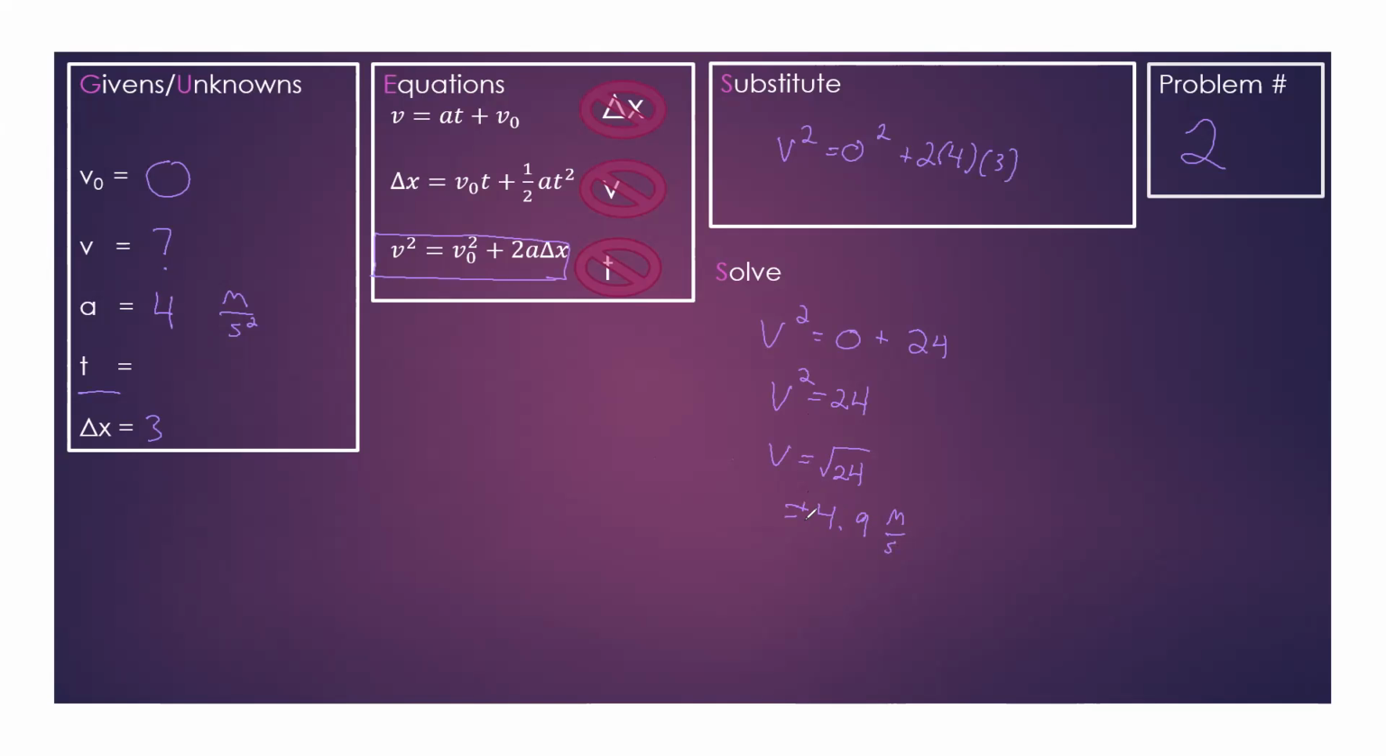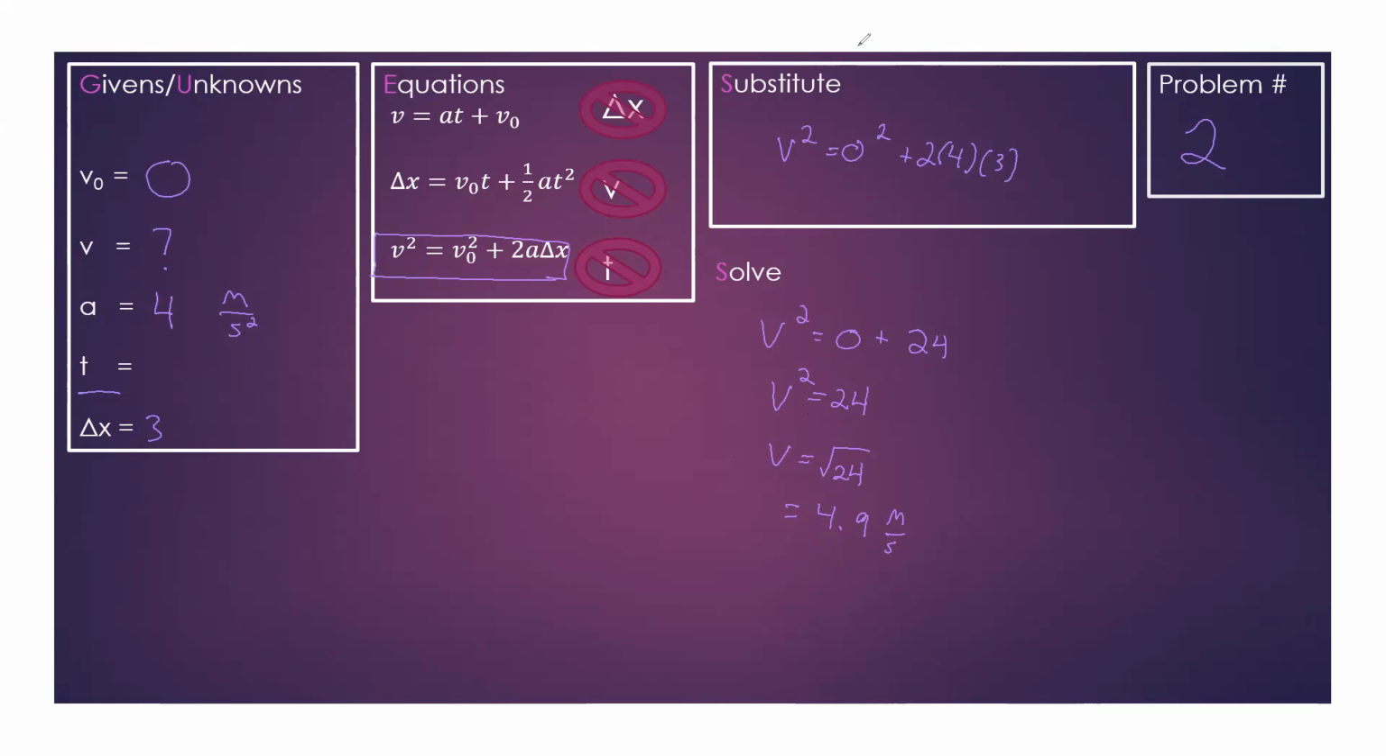Now, there is a decision here because remember, when you take a square root, you have to do a plus or minus. In this case, we started at rest and have a positive acceleration. So I can just go ahead and leave that as positive 4.9 meters per second. If I started at 0 and had a negative acceleration, then it would be negative. It just depends on what the sign of your acceleration is in that case.